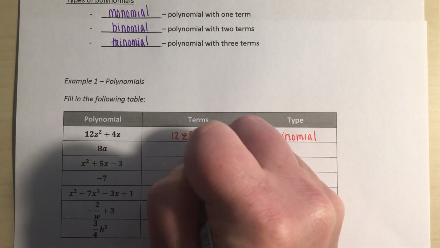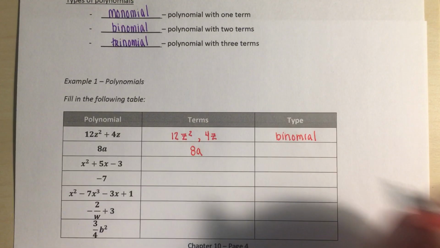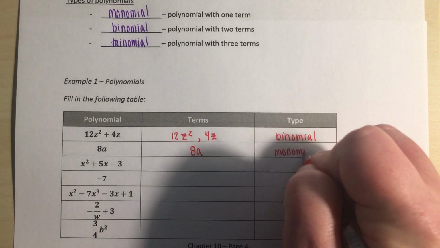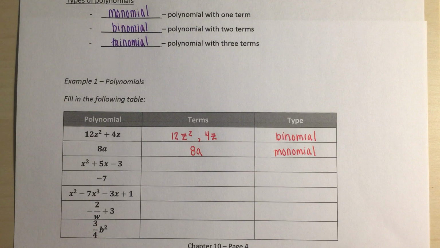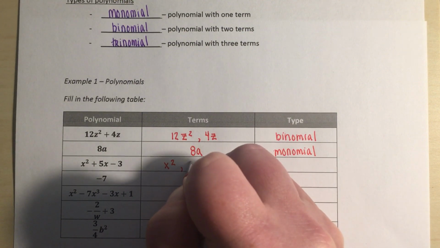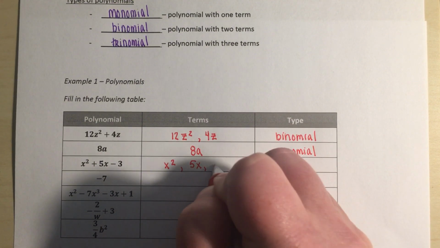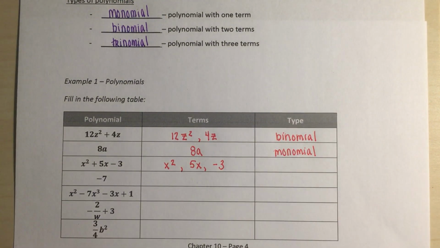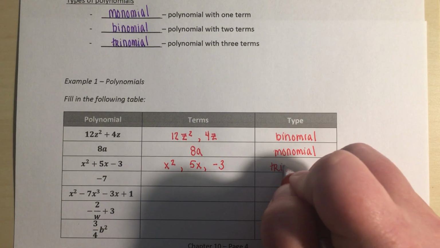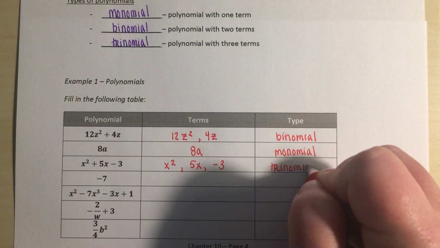Right, 8a is just one single term. One single term is a monomial. Right. x squared plus 5x minus 3, we have three terms here. x squared, a positive 5x, and a negative 3. That sign is going to go with our term. Three terms means we have a trinomial.